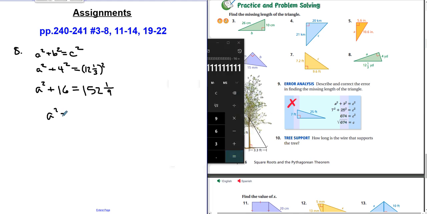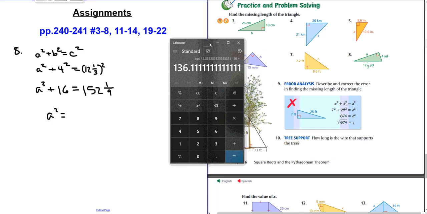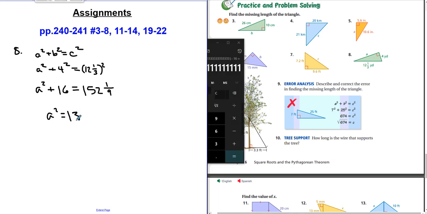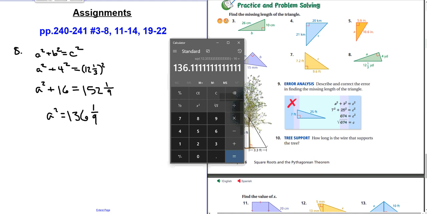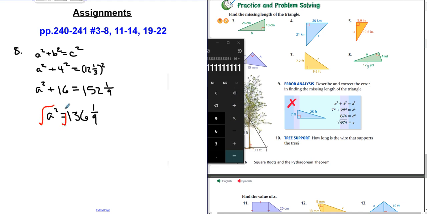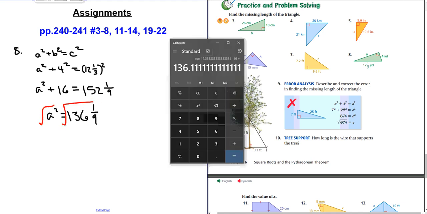So a squared equals, I know that it's 136 and 1/9, but a lot of you probably do not know that 0.1 repeating is 1/9. All right, so then the last step here is to take the square root of both sides. So if you were just leaving this in decimal form, you just wouldn't write this down yet, and you'd take the square root of it to get your answer. So take the square root, and I get about 11.7 if I wanted to round it.